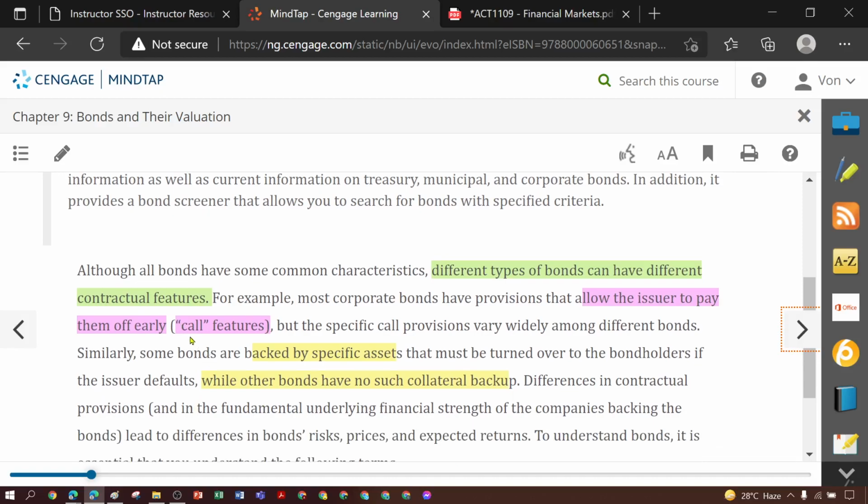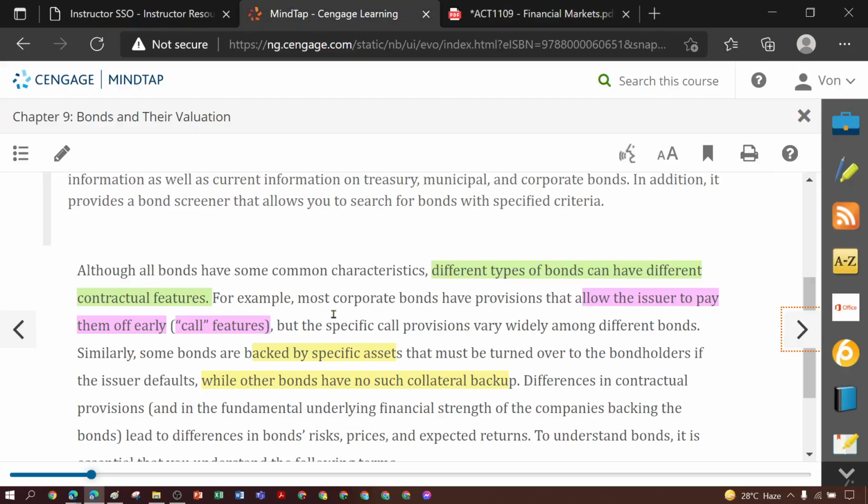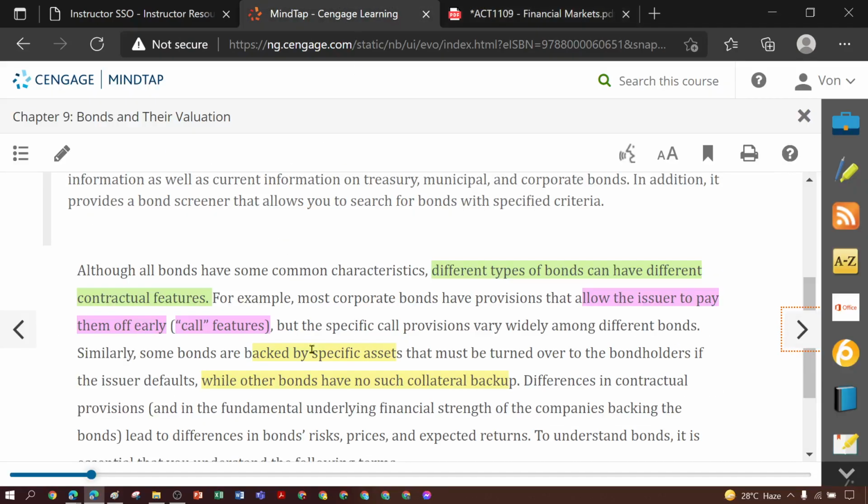So, nakita mo na yung term na call dito, no? Oh, excuse me. May kinalaman kaya yan dito sa yield to call? Meron kaya yung kinalaman? Yung call feature na yan? Malalaman mo, no? Okay, but the specific call provisions vary widely among different bonds.